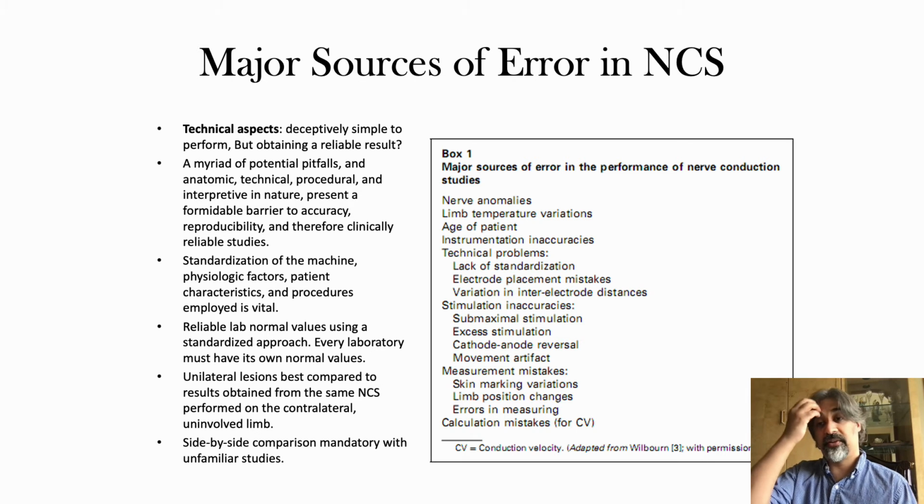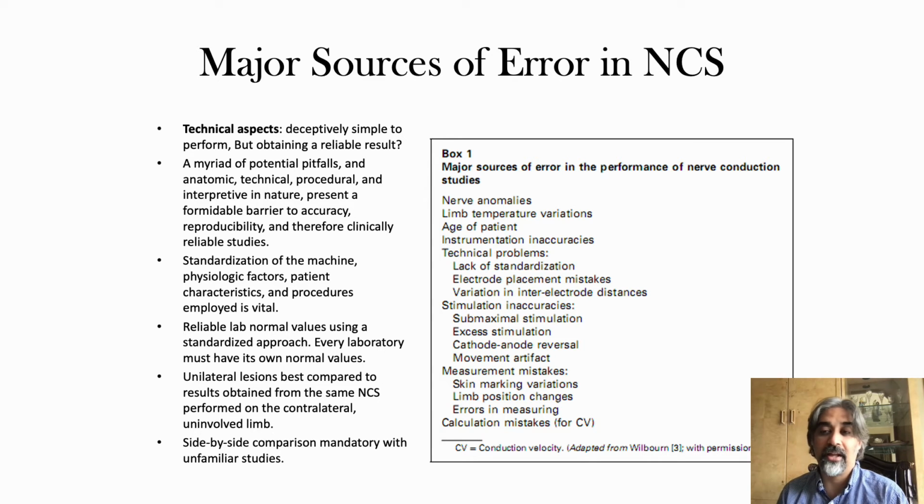The performance of nerve conduction studies is deceptively simple after you get the hang of them. Obtaining reliable results means being familiar with a myriad of potential pitfalls and technical, procedural, and interpretive issues in nature, and these will present a formidable barrier to accuracy, reproducibility, and therefore clinically reliable studies. Standardization is vital of the machine, physiologic factors, patient characteristics, and procedures employed.